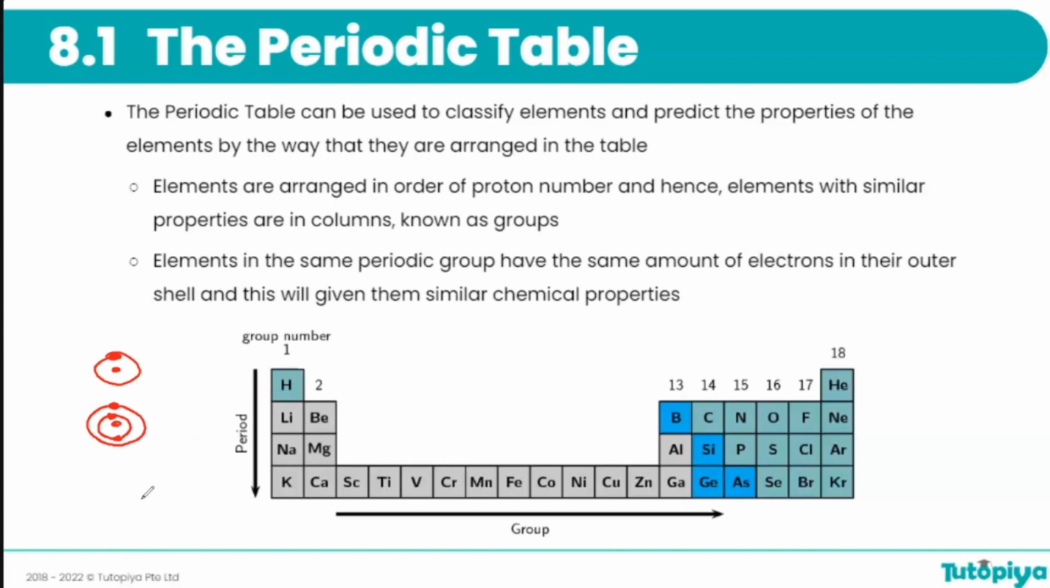Then let's look at sodium. Sodium has 11 electrons. So two of them would go to the first electron shell, 8 of them will go to the second electron shell, and the remaining one moves on to the third and last electron shell. And if you check for every single element that is in the first group, you will notice when you draw the electron configuration, the last energy level will always have one electron.